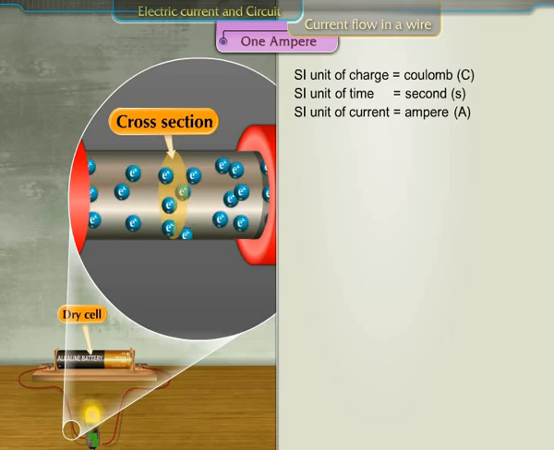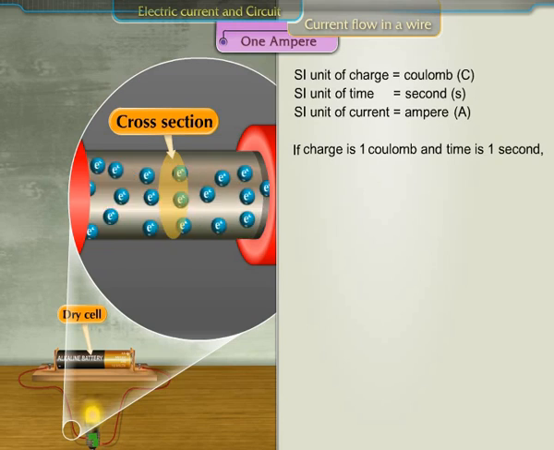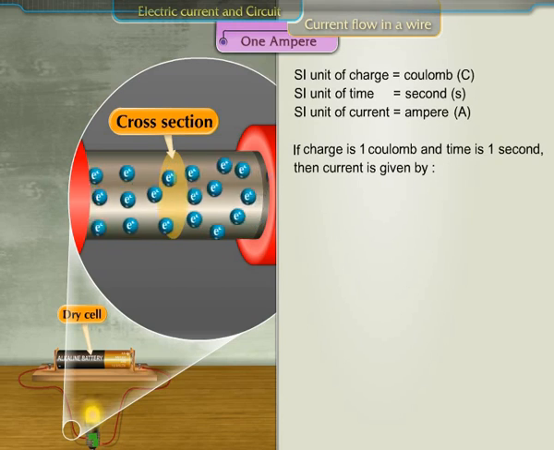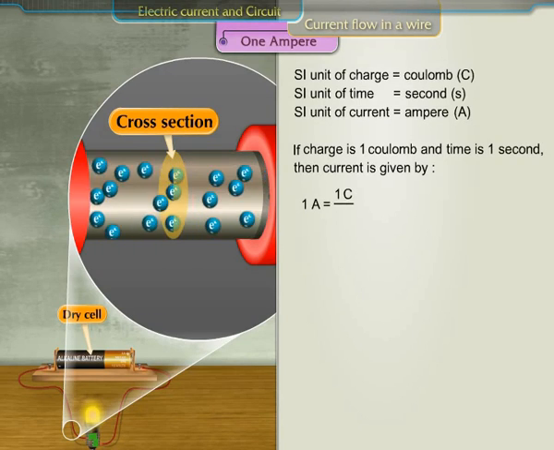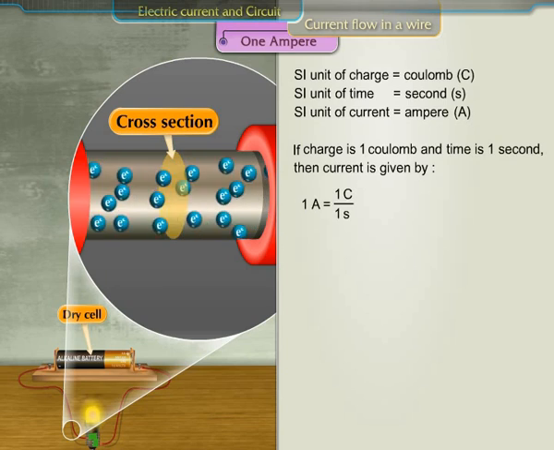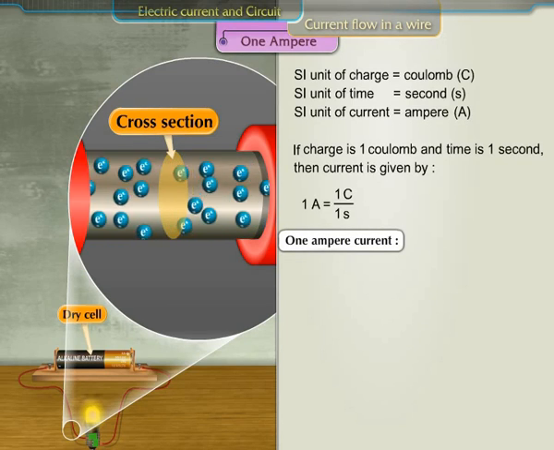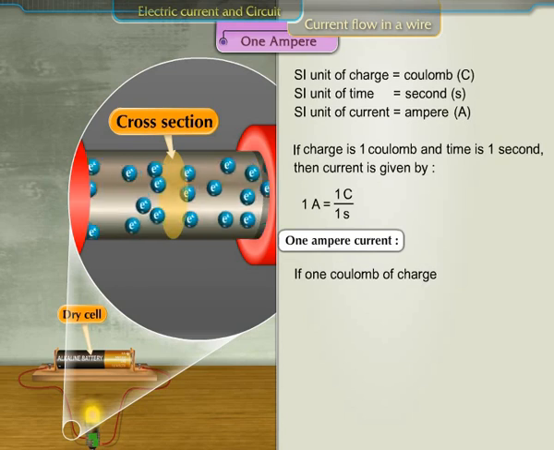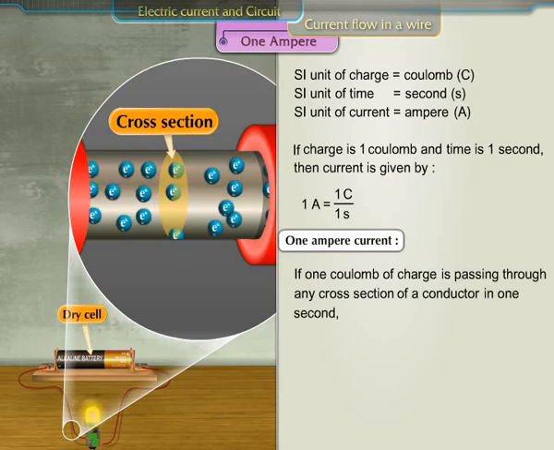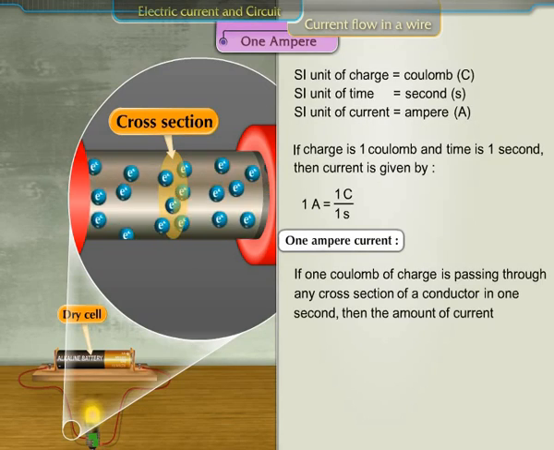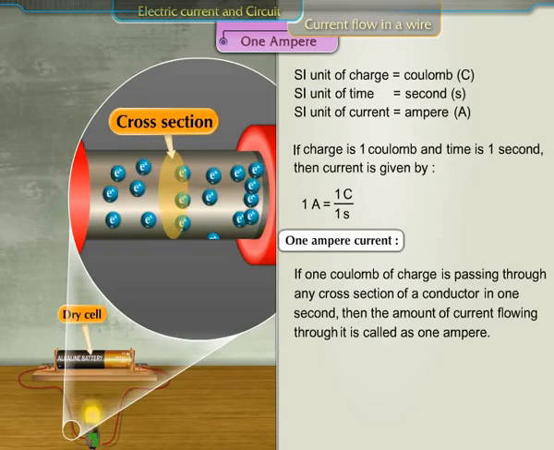If charge is 1 coulomb and time is 1 second, then 1 ampere is equal to 1 coulomb divided by 1 second. Now let us define 1 ampere current. If 1 coulomb of charge is passing through any cross-section of a conductor in 1 second, then the amount of current flowing through it is called 1 ampere.